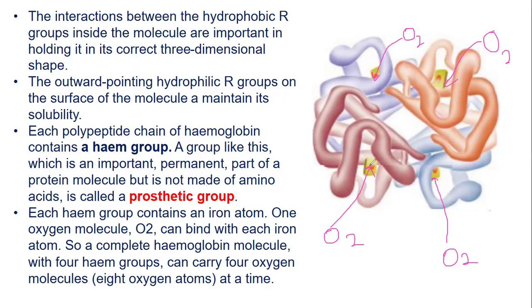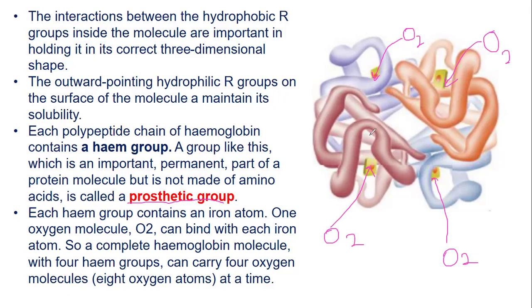Remember, heme is non-protein, so such a group as heme, which is part of a protein, is called a prosthetic group. And such a group is very important for the protein to perform its role, like the iron is very important for hemoglobin to carry oxygen. So each heme group carries 1 oxygen molecule.